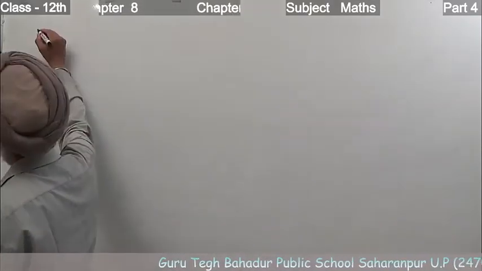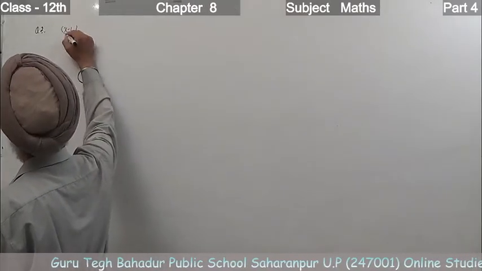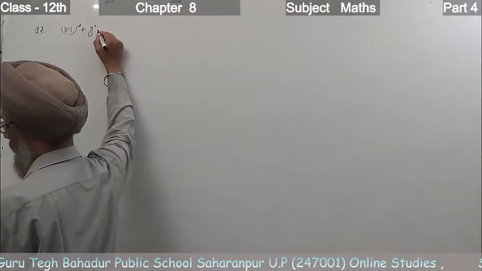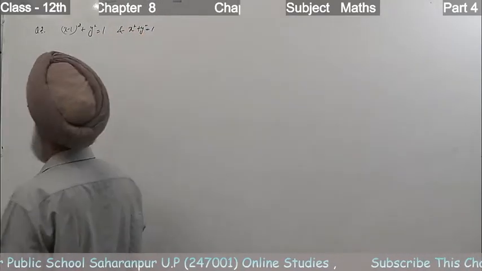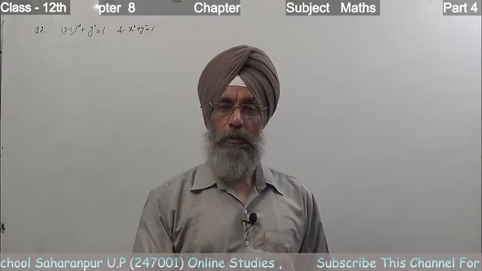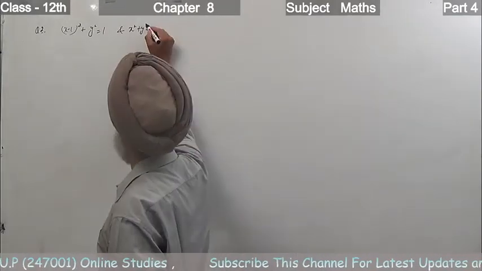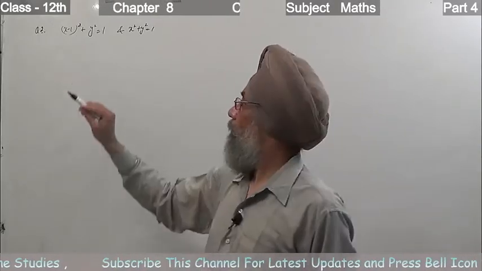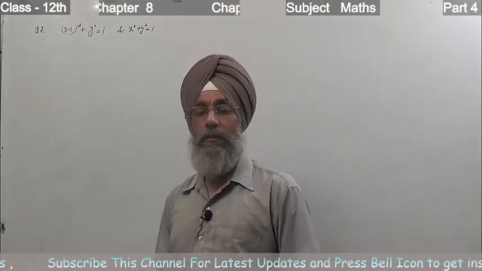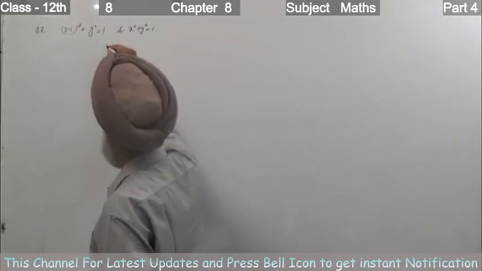We have to find the area bounded between the curves (x minus 1) whole square plus y square is equal to 1 and x square plus y square is equal to 1. If you see the equation of the curves, both curves represent a circle. The first is the equation of the circle with center at (1, 0) and radius 1, and the second is the circle with the center at origin and radius 1. First of all, let us sketch.